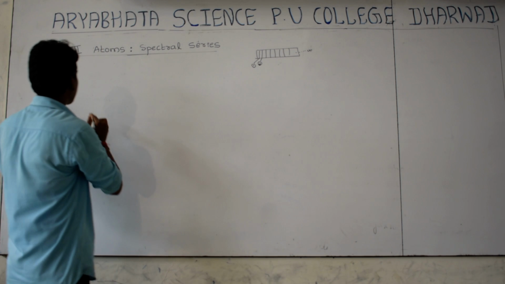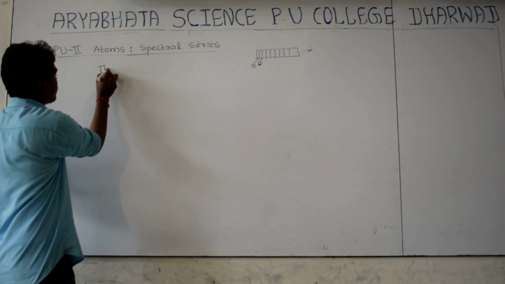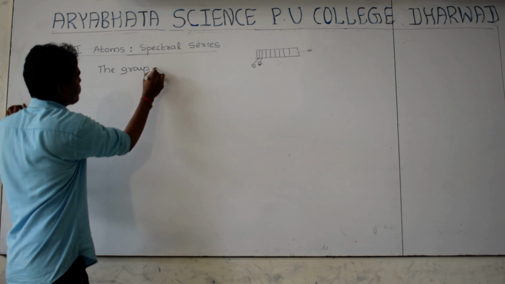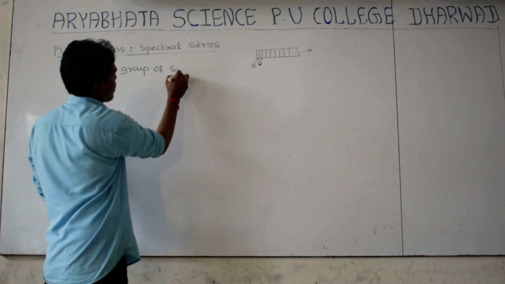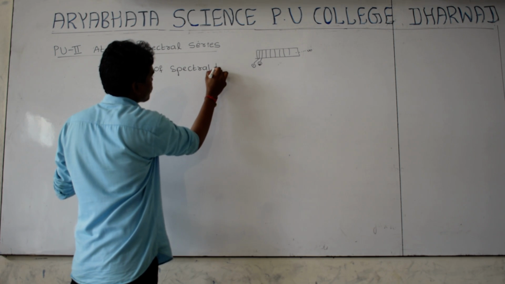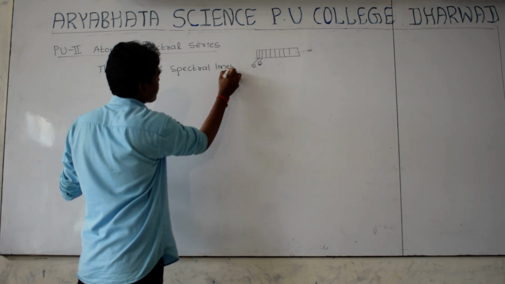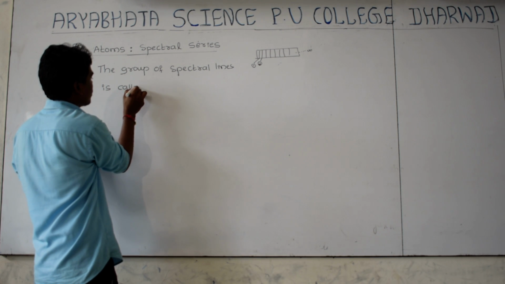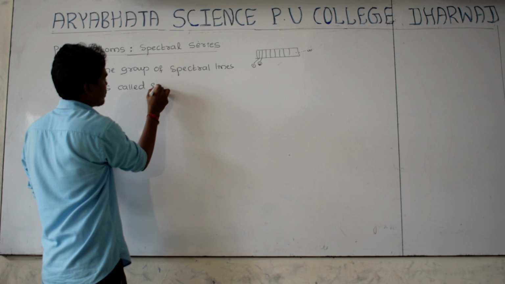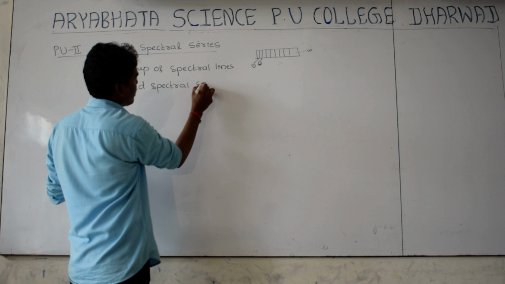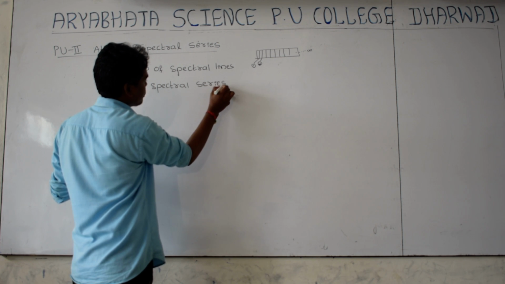That's why the definition is: the group of spectral lines is called a spectral series. And here there is an example.